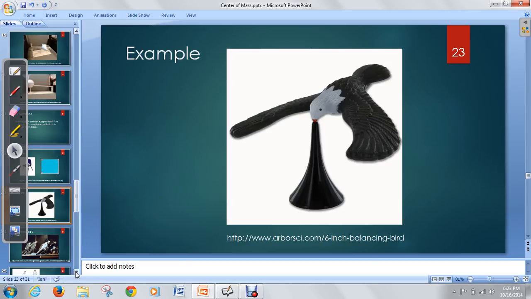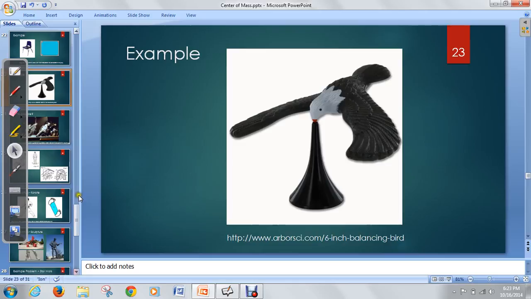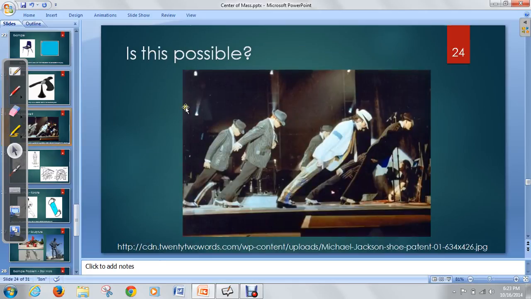Okay, so that's a cool example. So based on this, can something like this work? Okay, so this is an old Michael Jackson stage performance. He is known for this trick where he leans at a 45-degree angle, which is pretty much impossible for most human beings. So how does he do it?